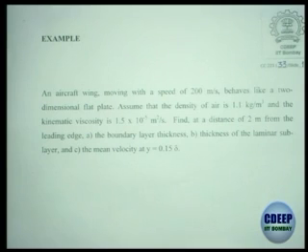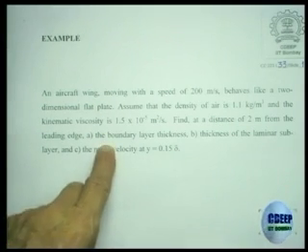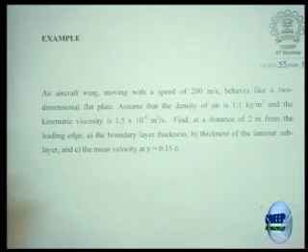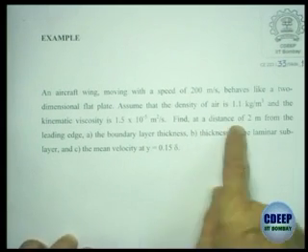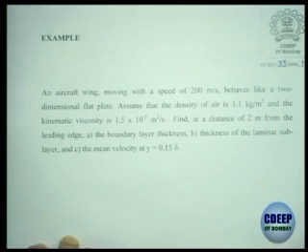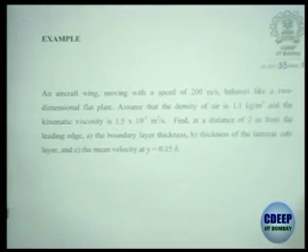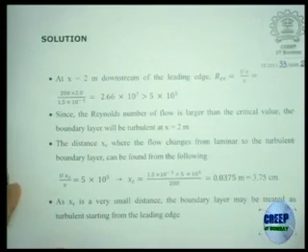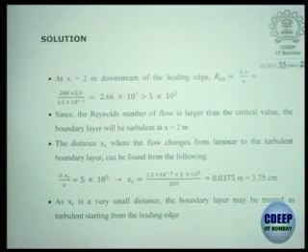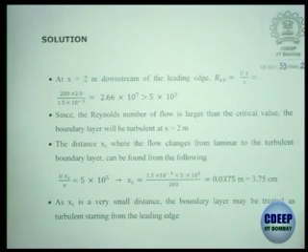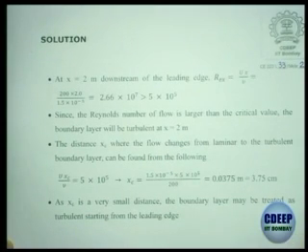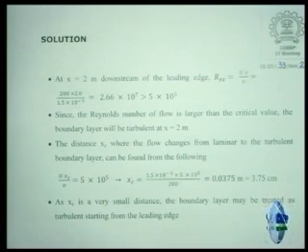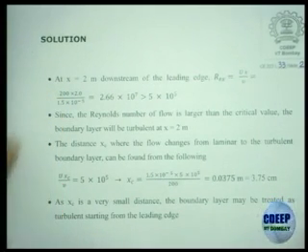Now, the problem is to find the boundary layer thickness, thickness of the laminar sublayer, and the mean velocity at a distance of 2 meters from the leading edge. So, your distance x is given, and let us see how we proceed with it. Now, normally the technique is very straightforward, and we need to pick up the right kind of formulae, because each formulae works in a certain range of Reynolds numbers. Alright, so let us go step by step.